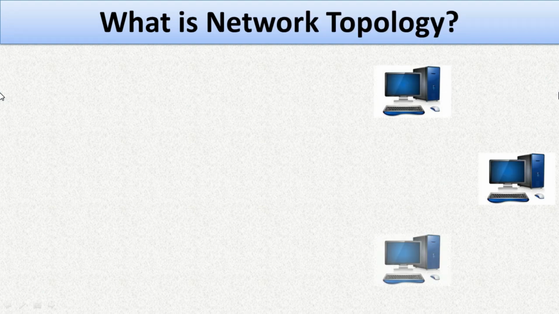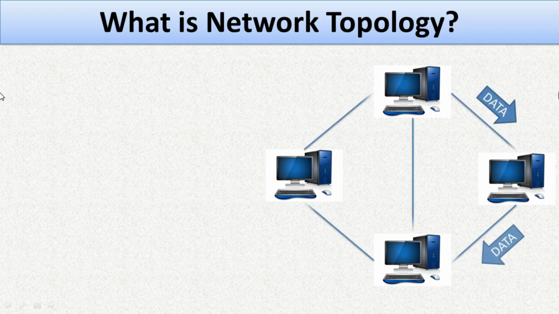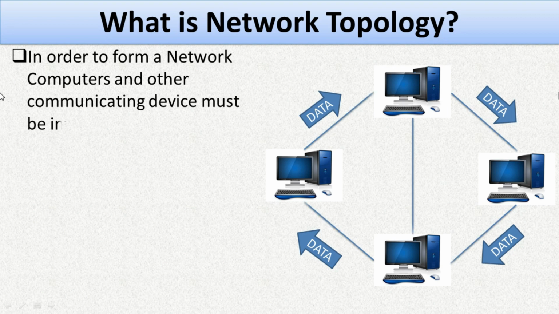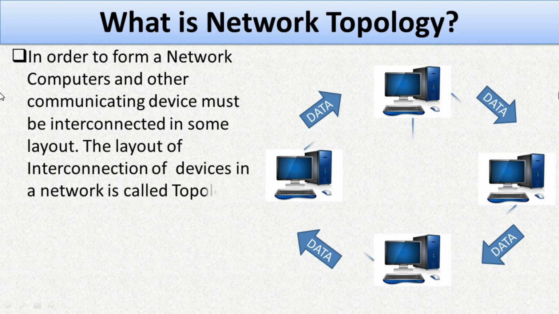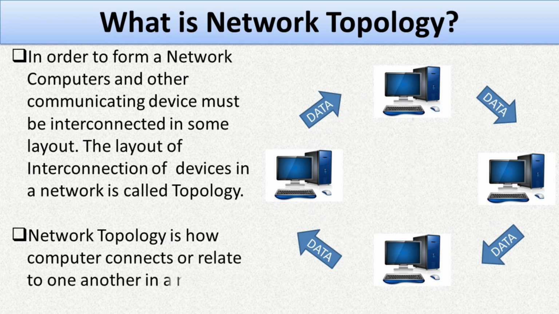What is network topology? In order to form a network, computers and other communicating devices must be interconnected in some layout. The layout of interconnection of devices in a network is called topology. Network topology is how computers connect or relate to one another in a network.